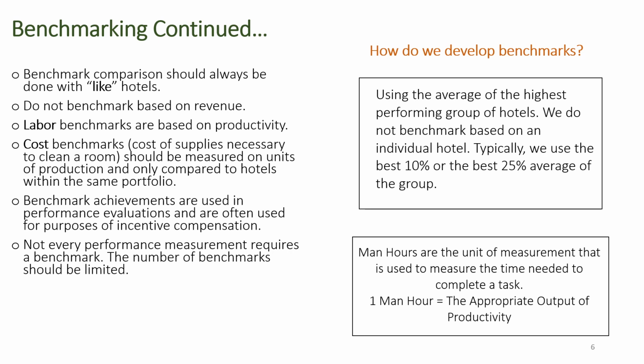One man-hour equals the appropriate output of productivity. Man-hours per unit sold does not have a cost or price attached. This means it can be easily measured between units that have different volumes of business. The man-hours per unit remains the same regardless of the volume or the number of units sold.